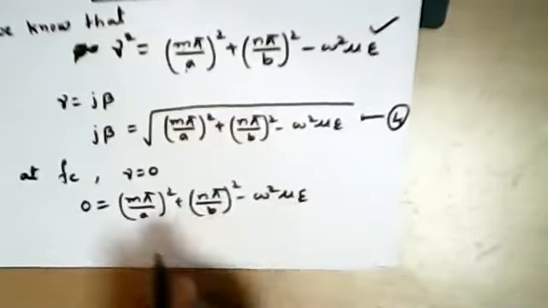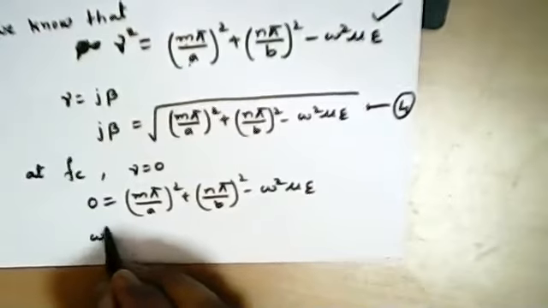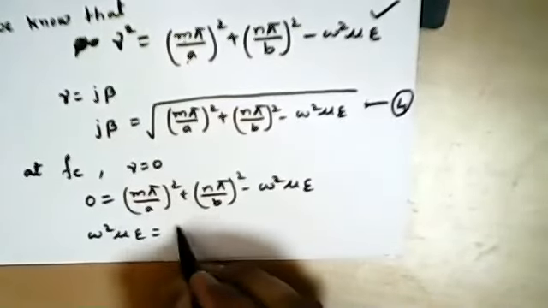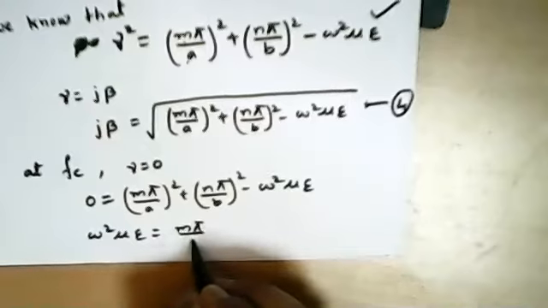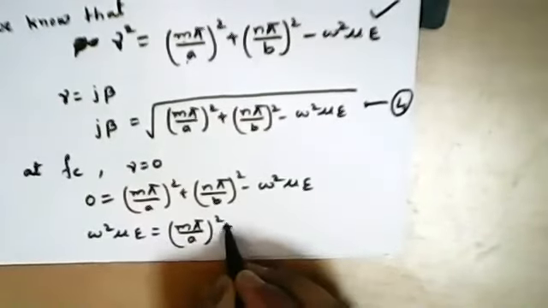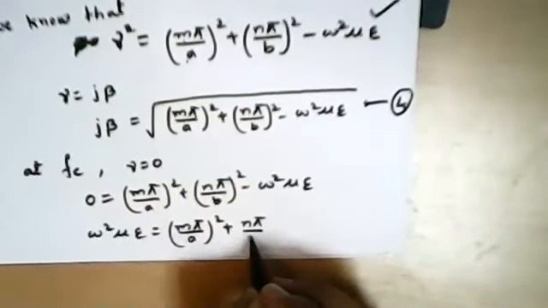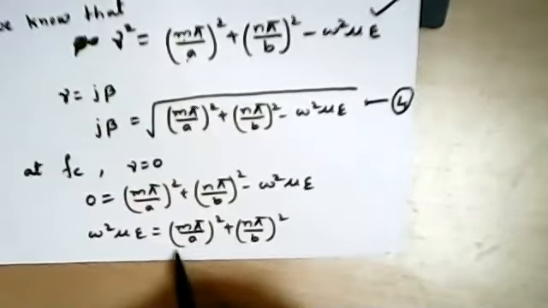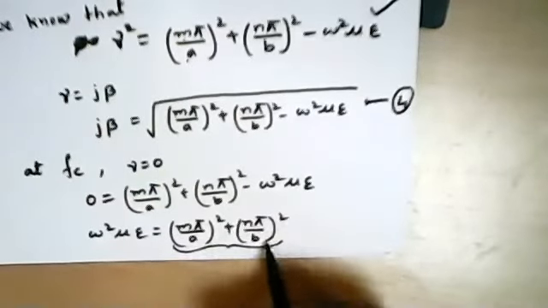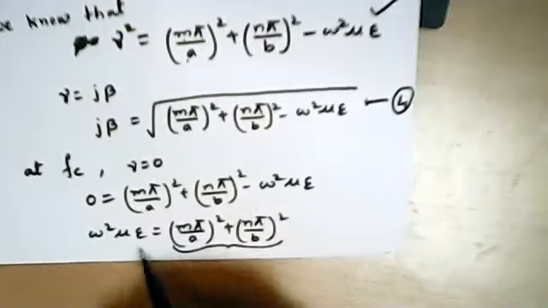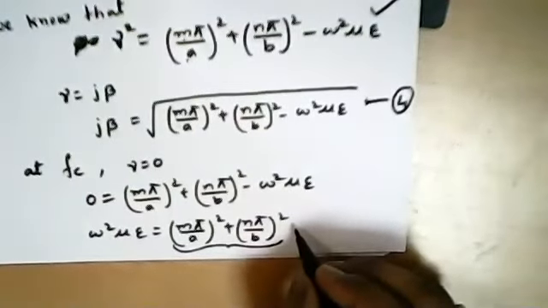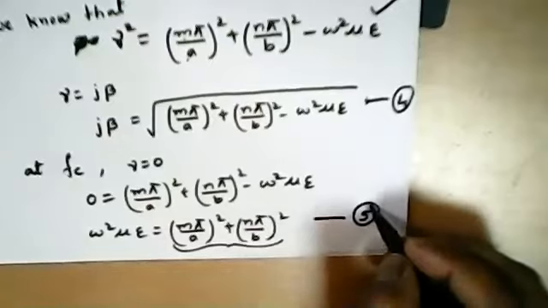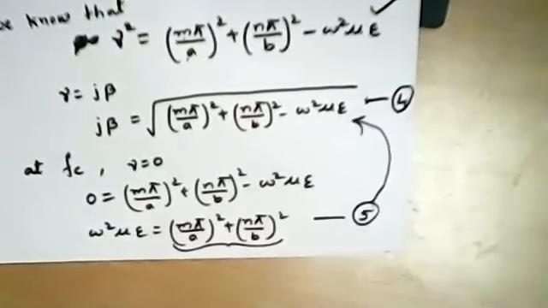Now we can write omega square mu epsilon is equal to m pi by a whole square plus n pi by b whole square. Let this be equation 5. Substituting equation 5 in equation 4.